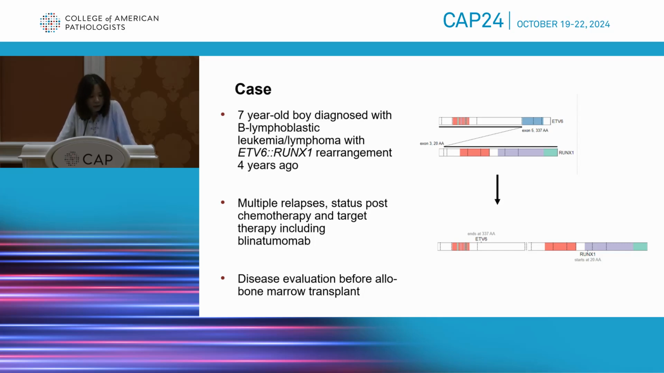Unfortunately, he had multiple relapses and status post chemotherapy many times, and then had targeted therapy, even including blinatumomab. So now he's going for transplant. Then we got a request from our clinical team: tell me the MRD status of the kid.